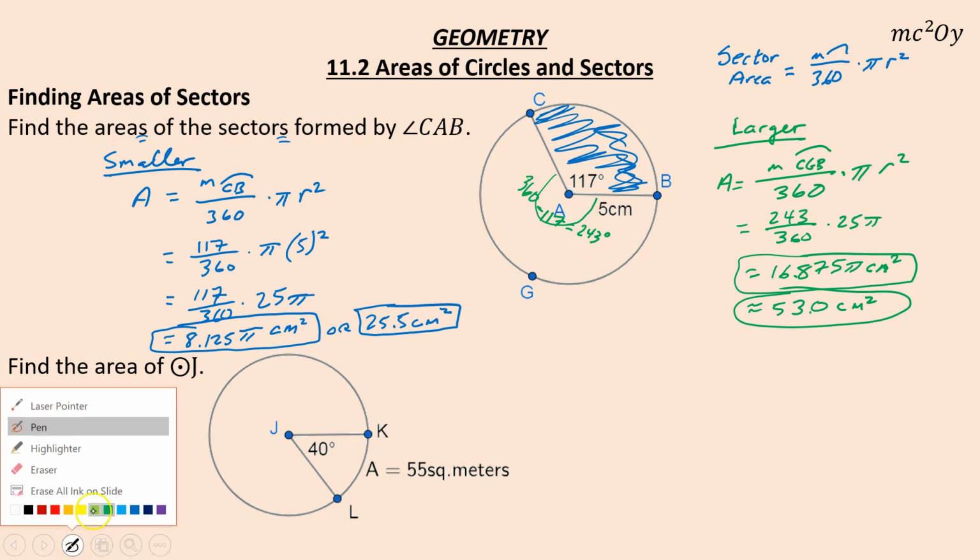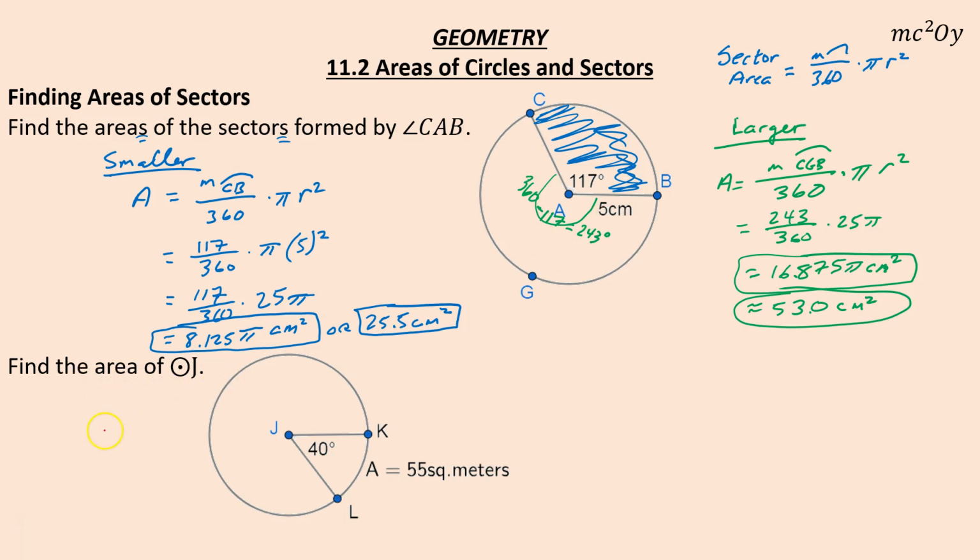All right, let's try to look at it a different way. Let's say we actually know a sector area. So we know this area, and we want to know the area of the entire circle. We still use the same formula. So the sector area is equal to the measure of your arc over 360 times the area of the circle.